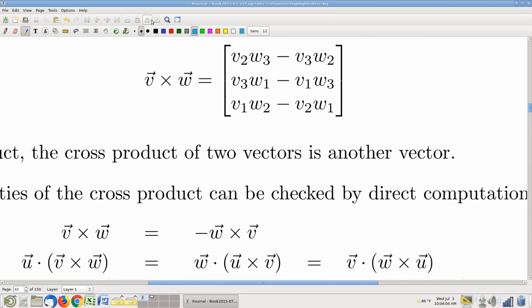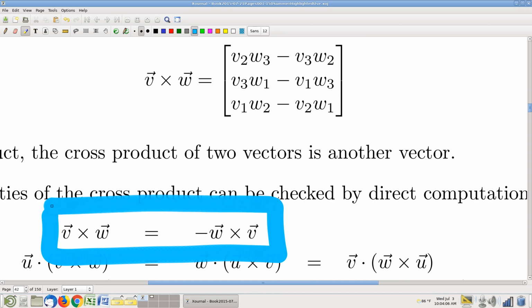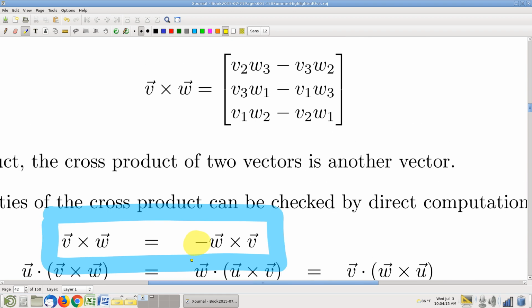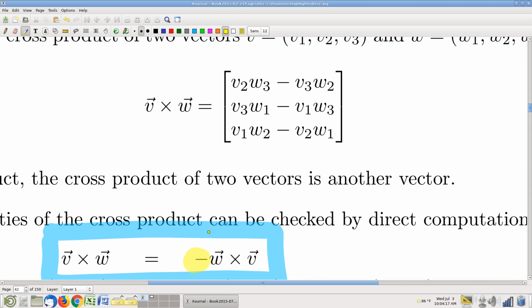This cross product is not commutative. There's a minus sign there. That's just the way it is. So again, this is why you have to care about proving properties. Not everything behaves the way you would expect. Okay. This is easy to check, by the way.